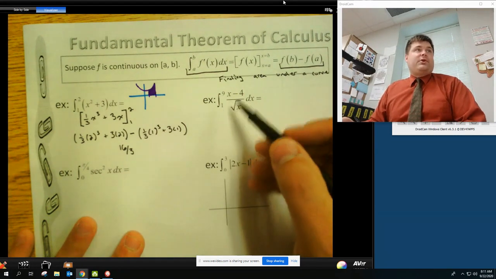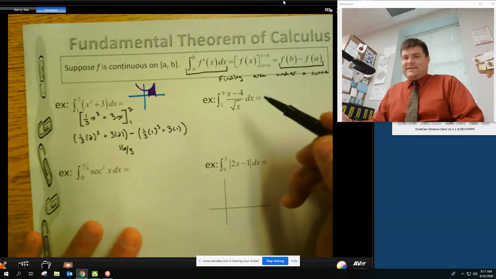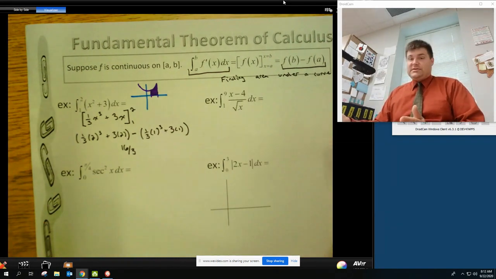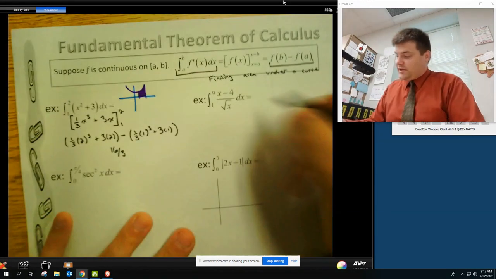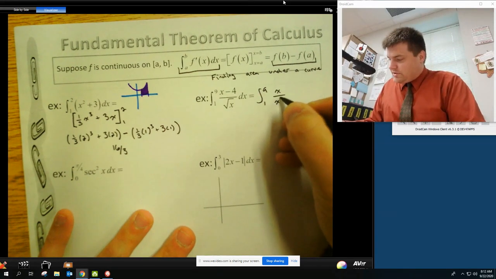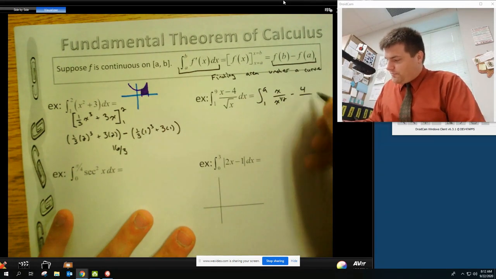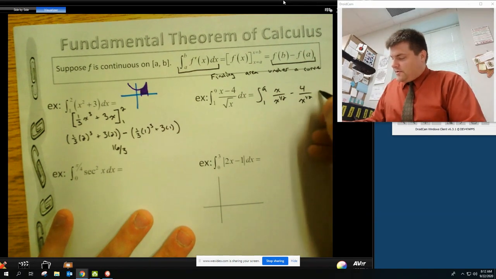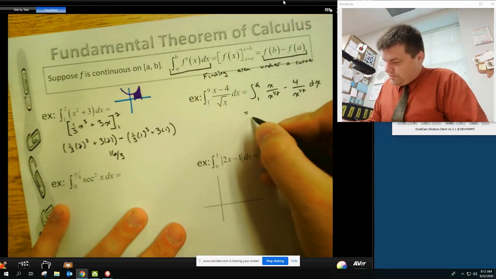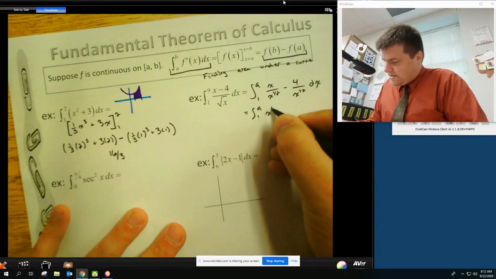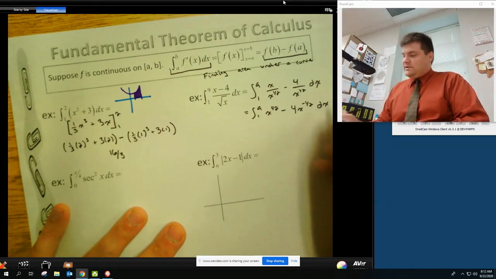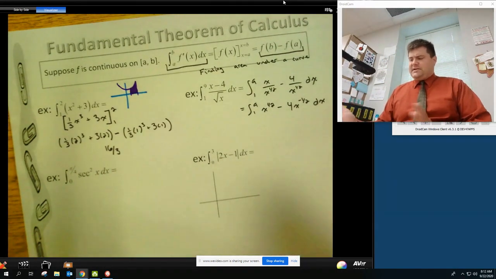We've got x minus 4 all over root x. The problem is I can't take the integral of this. There's no antiderivative formula for this. So the easiest thing to do here is to chop this up and separate it. So this is from 1 to 9 of x over x to the 1/2 minus 4 over x to the 1/2. Now I'm just one step away from simplifying it. So this is going to be the integral from 1 to 9 of x to the 1/2 minus 4x to the negative 1/2 dx. Now this is not so bad.